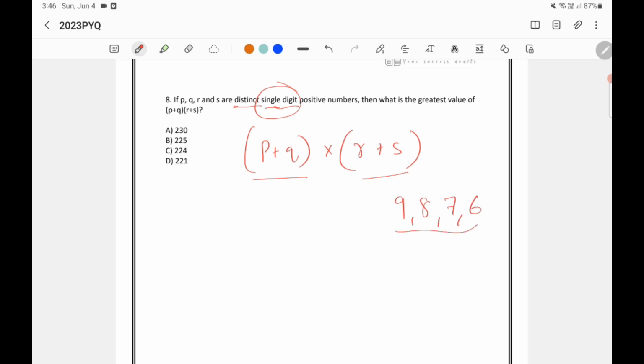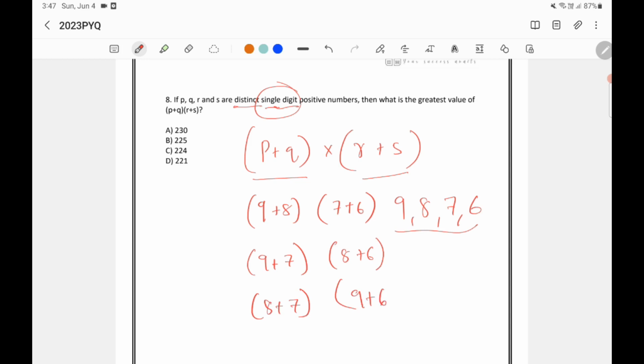So just try different combinations here. Let's say P is 9 and Q is 8. So that will be 9 plus 8 into 7 plus 6. Or it can be 9 plus 7 into 8 plus 6, right? Or it can be 8 plus 7 into 9 plus 6. So this is 17 into 13, this is 16 into 14, and this is 15 into 15. So just check all these values.